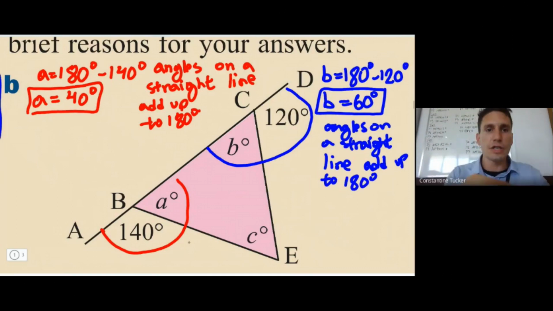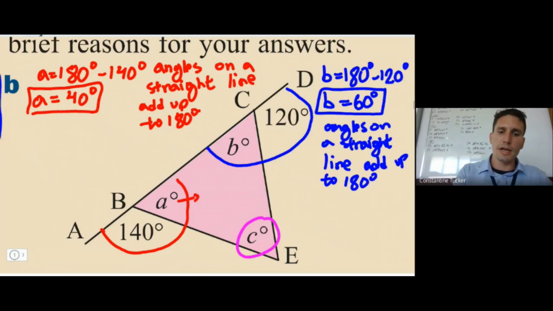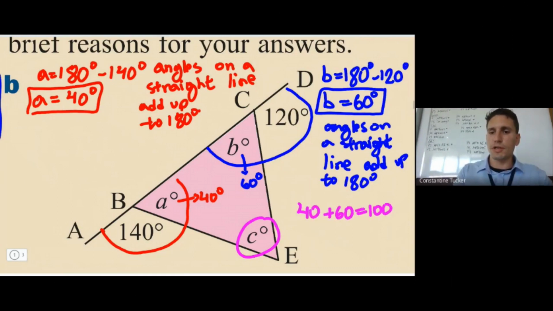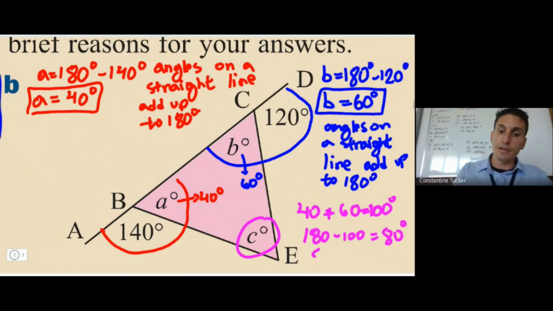And then finally for C, I think now it's very easy to see that if A is 40, and we just found B as well, B is 60, well, we know that all the angles should add up to 180 degrees. So 40 plus 60 is equal to 100. All of the angles in the triangle add up to 180, so if we do 180 minus 100, that means we get 80. Therefore, C is 80 degrees.